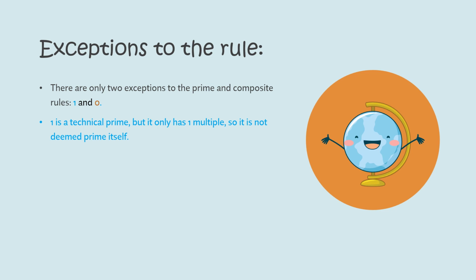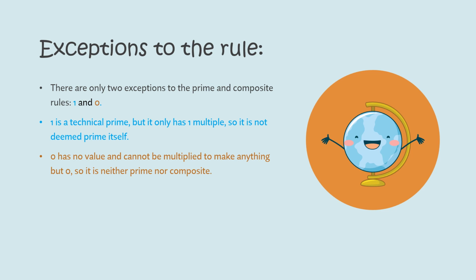So it cannot be considered a prime number, nor can it be considered a composite number because it doesn't have anything except 1. 0 is very similar to that, except that it has no value at all, and it can't be multiplied to make anything but itself. So it is also neither prime nor composite.